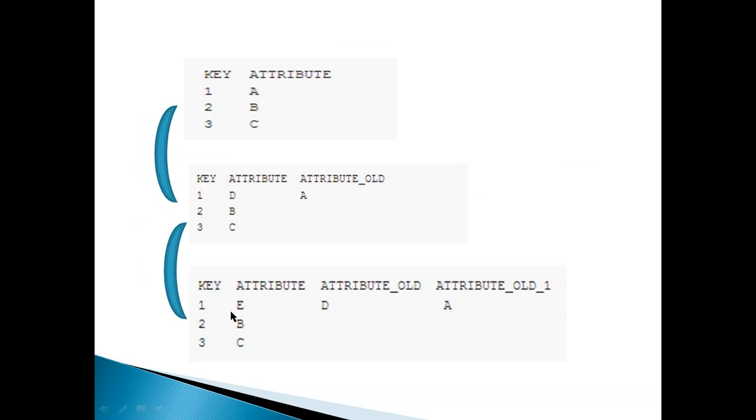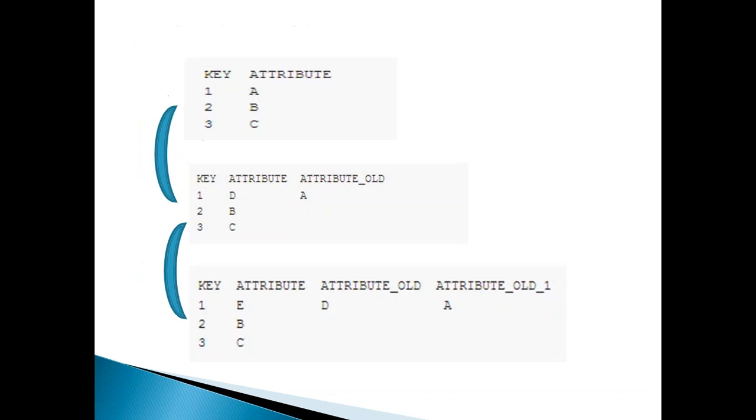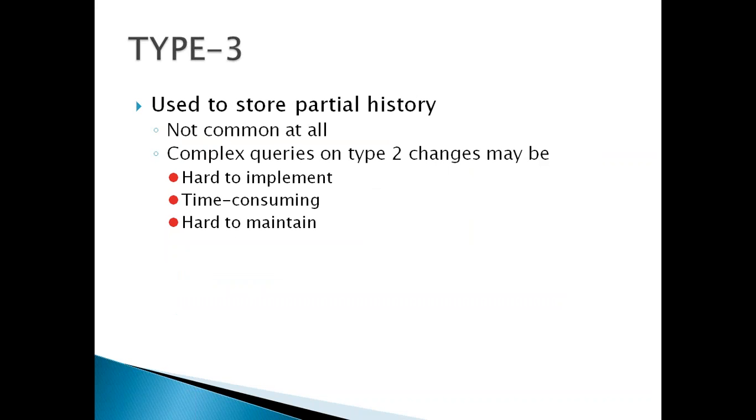And you can move forward and backward. That is, I can know my first manager and I can know my current manager. Moving backward is moving back to your initial data. So with the help of this type 3 SCD, you can perform these kinds of things. You can move forward, backward, get your data. And you can compare performance across the transition. So this is about your type 3 SCD.